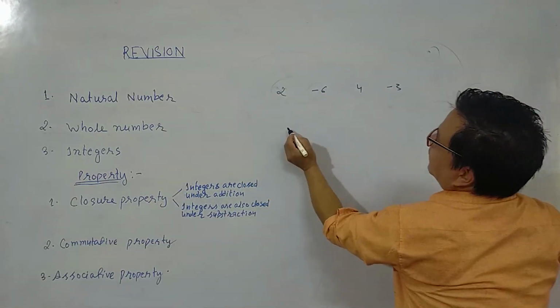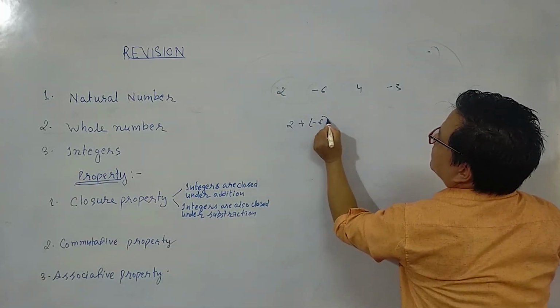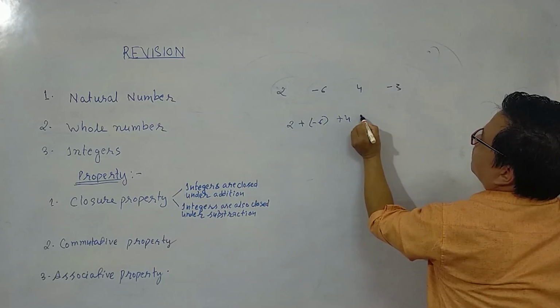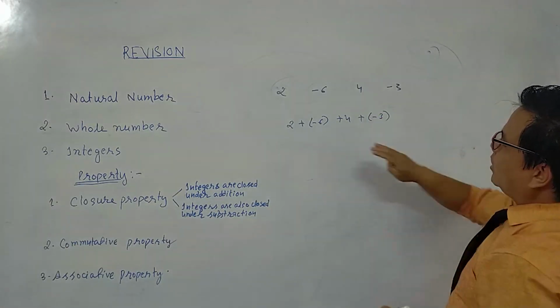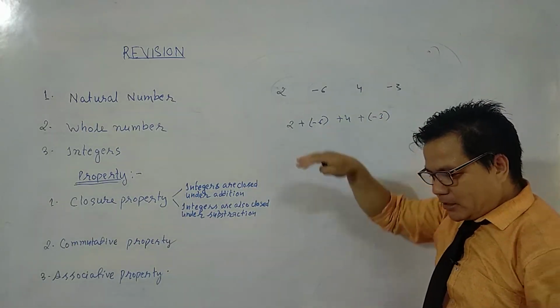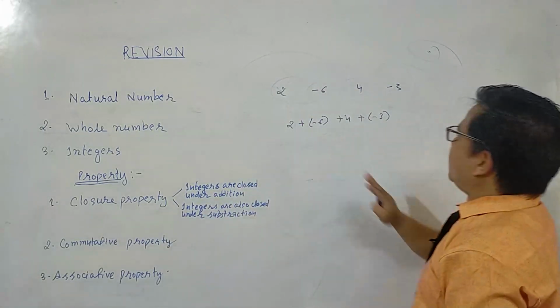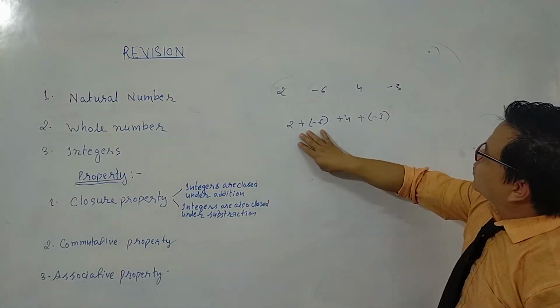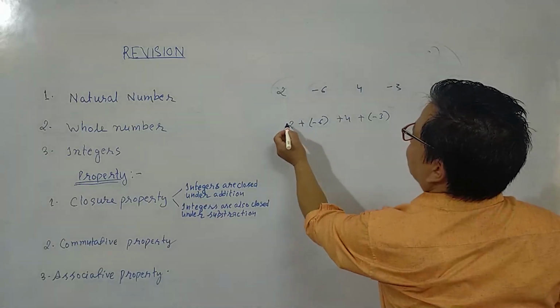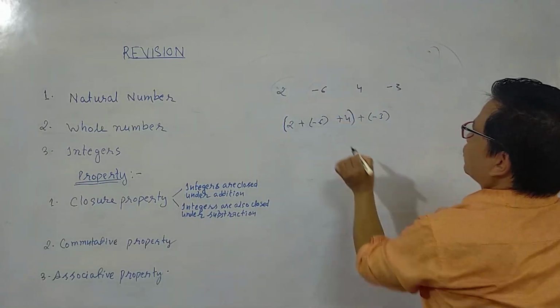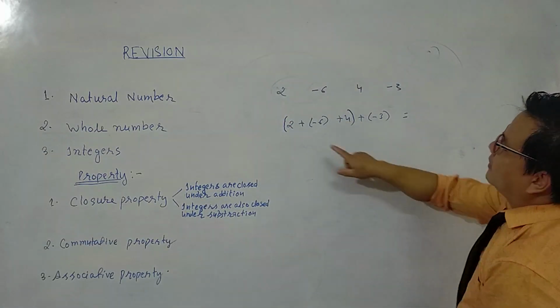All of them add. Okay, add 2 plus minus 6 plus 4 plus minus 3. Always, negative integers should be under bracket. Now suppose I associate these two first, these two associate. Now how much will we get?